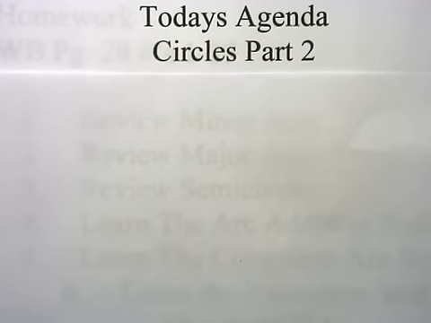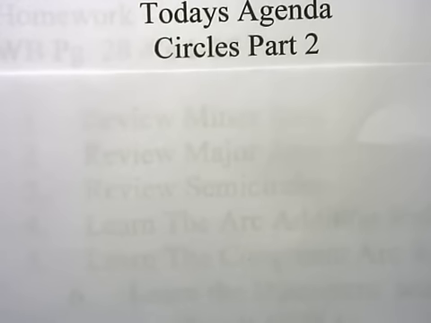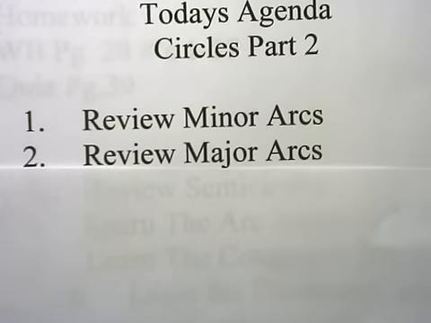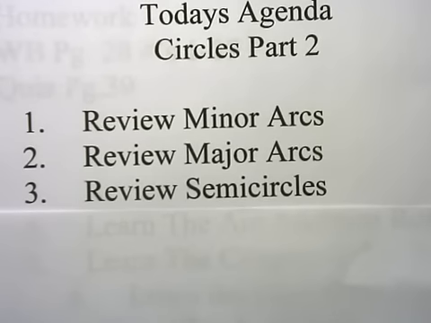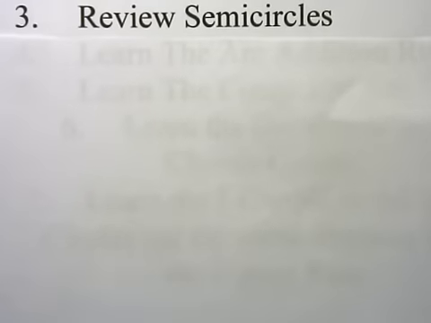Okay, class. On today's agenda, we're going to be discussing circles part 2. We're going to be reviewing some rules and some parts of circles which we've already discussed before in the past. So, we're going to review minor arcs, which we know are arcs that are less than 180 degrees. We're going to review major arcs, which we know are arcs which are more than 180 degrees. And we're also going to review semicircles, which we know are arcs that are made by diameters and are exactly 180 degrees. When we're done reviewing these parts of circles, we're going to learn some new rules.